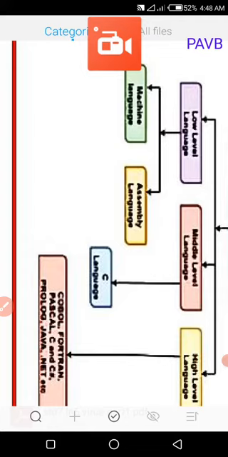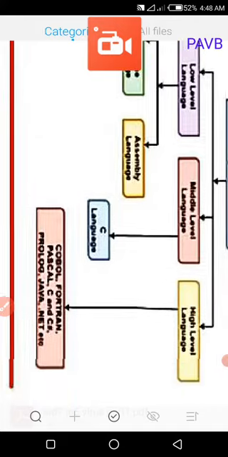C is called a middle level language. Why is it called a middle language? It is in between, intermediate between the low level language and high level language. High level language is written in ordinary English statements. Some examples of high level languages are COBOL, Fortran, Pascal, C, C++, C Hash, Java, Prolog, .NET, etc.